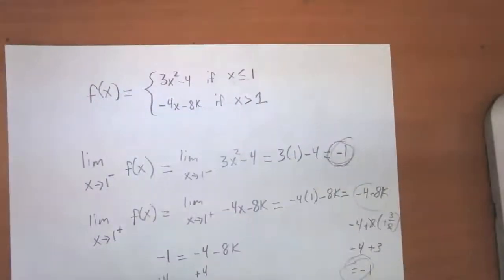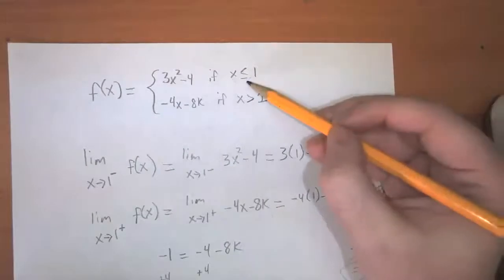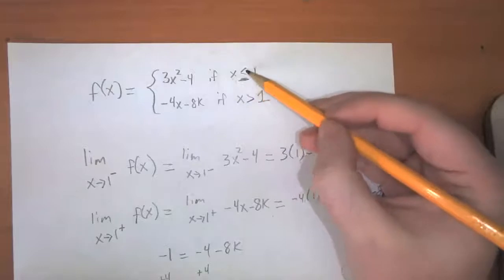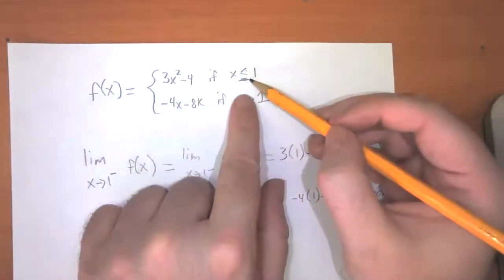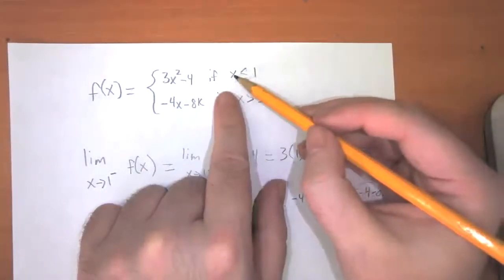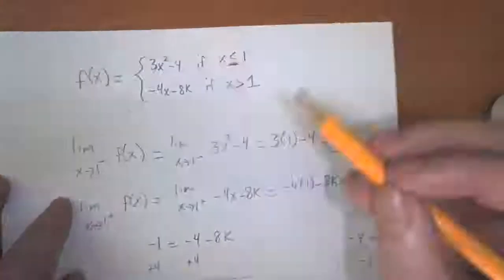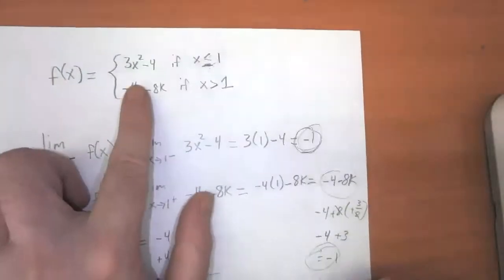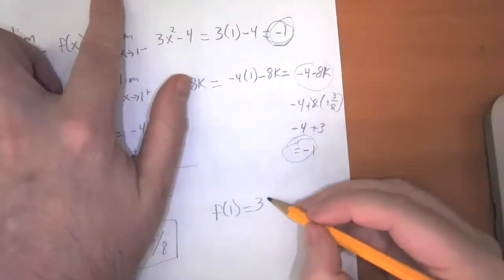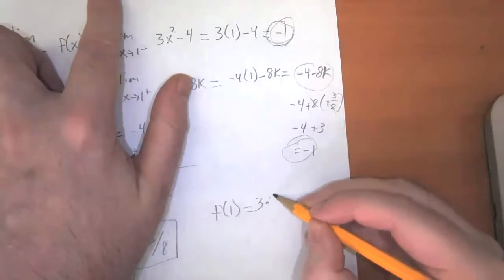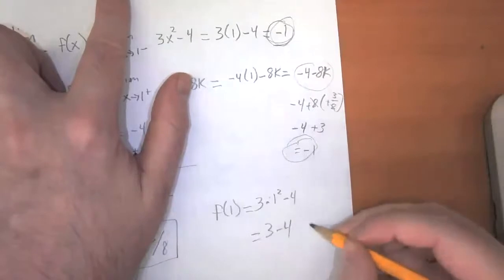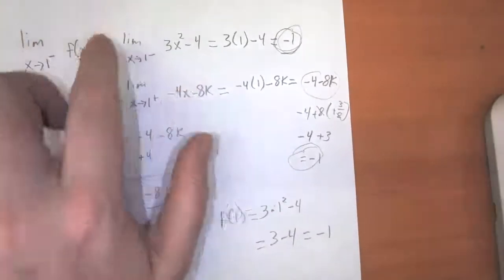Does f of c exist? Yes, f does exist at 1. This was something we needed to be carefully sure of, but this top rule is applied when x is equal to 1, because this is saying x is less than or equal to 1. So f of 1 is equal to 3 times x squared minus 4, which is equal to 3 minus 4, which is equal to negative 1.